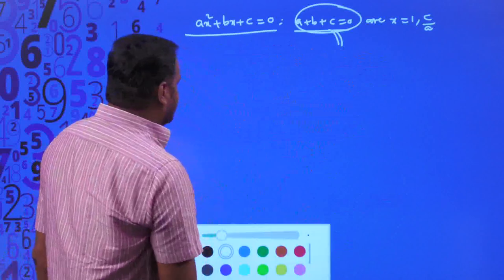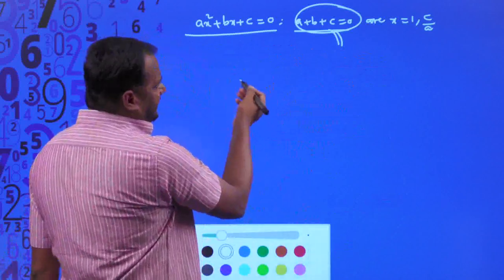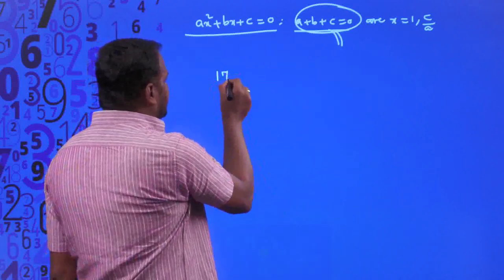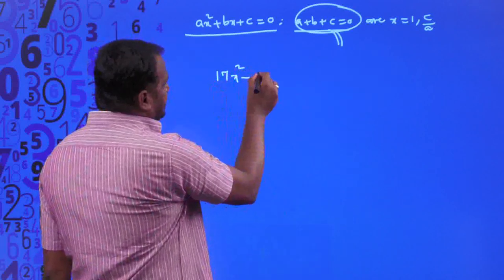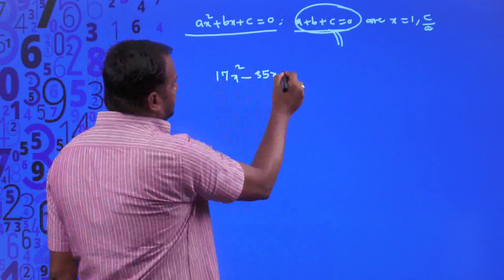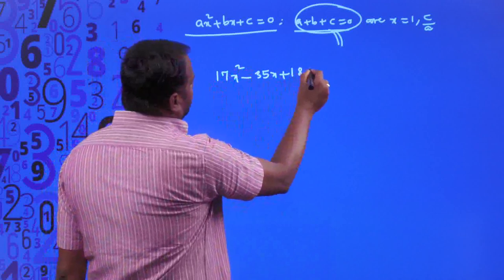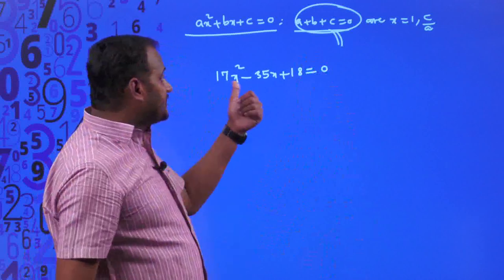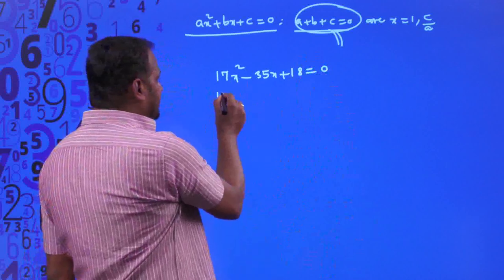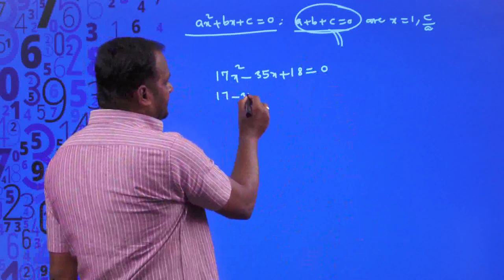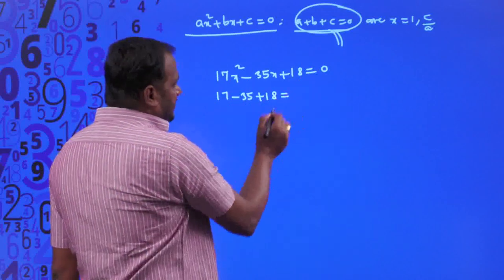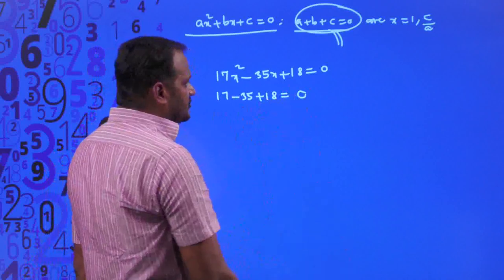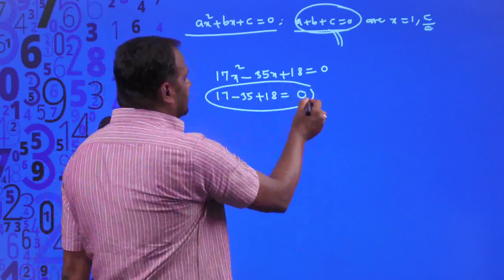You can easily identify and you can easily make such quadratic equations. For example, I am taking 17x square minus 35x plus 18 is equal to 0. This is one quadratic equation, such that the sum of the coefficients, what is the sum of the coefficients here? 17 minus 35 plus 18 is going to be how much? 17 plus 18 is equal to 35. 35 minus 35 is equal to 0. So here a plus b plus c is equal to 0.